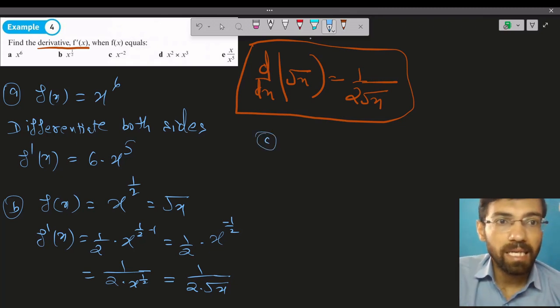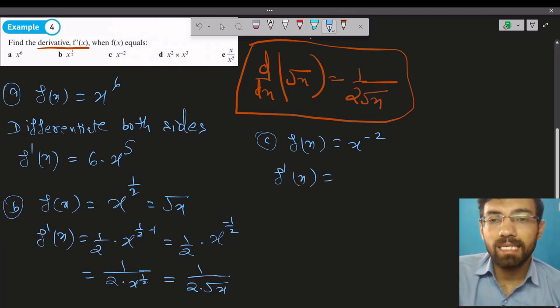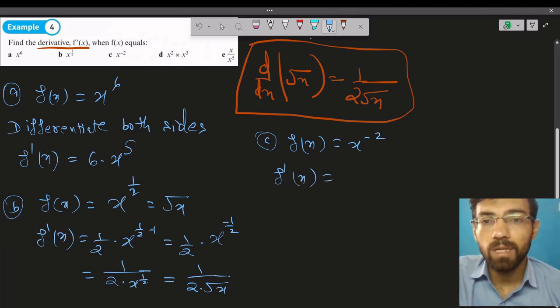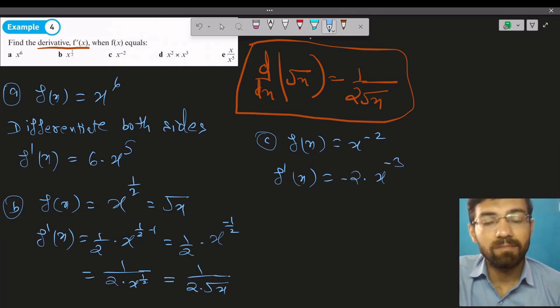Part C: my f of x is x raised to minus 2, and let us differentiate. So f dash x is the differentiation of f of x, and on the right hand side we will apply the power rule. Minus 2 will jump off and x is raised to minus 2 minus 1, that is minus 3.